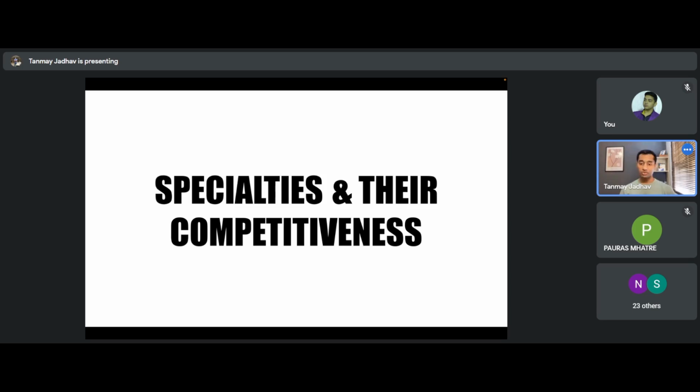Sure, all these specialties which we've discussed are highly competitive, but the scale is completely different. The way things are assessed here is something called the competition ratio.